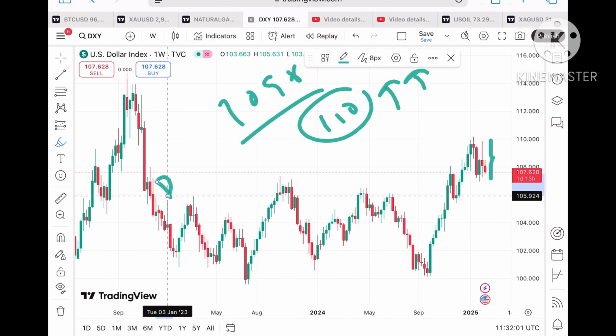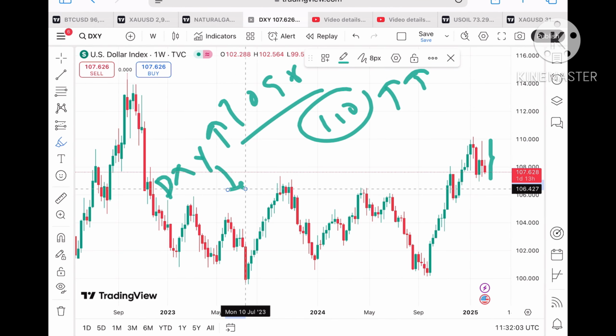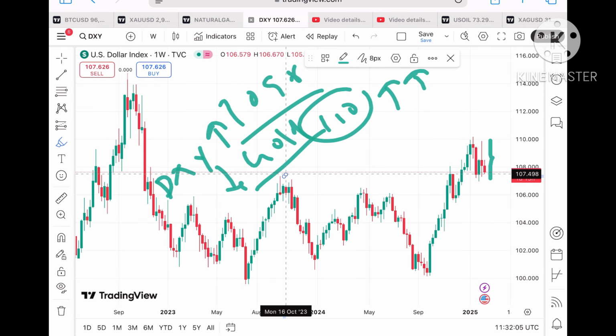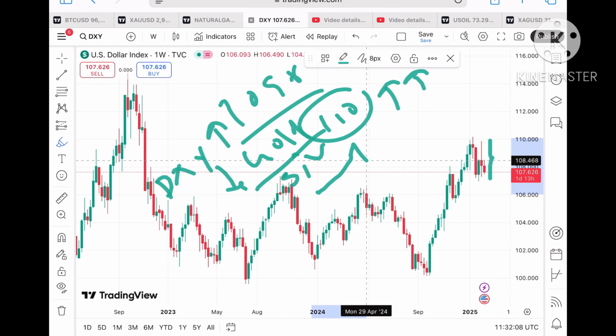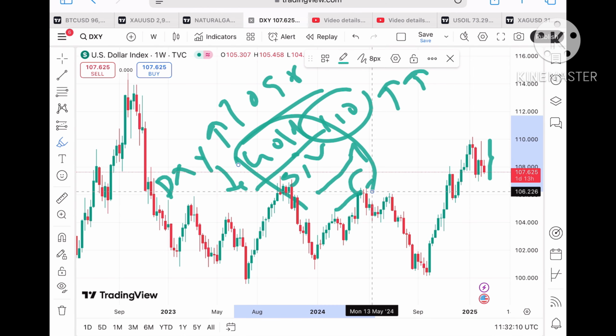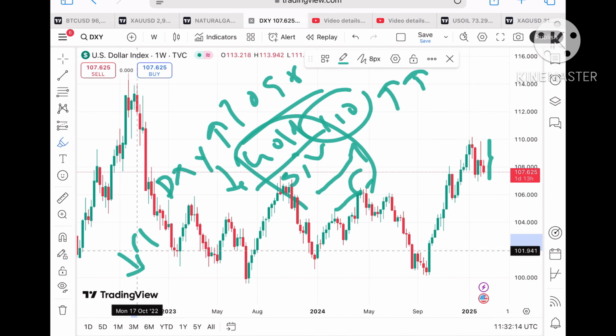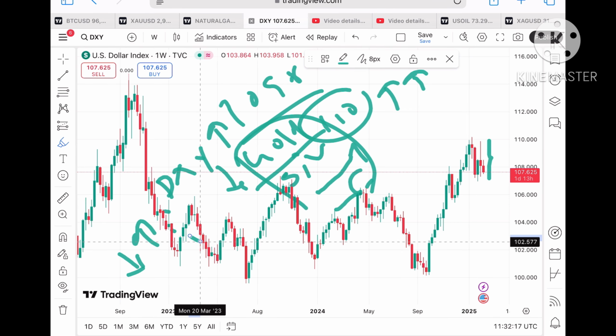When I say the dollar index started going upside, we will see the gold price come down. Even silver, crude and natural gas come down, because they are inversely related. If the dollar index starts going down, we will see these prices go up: gold, silver, natural gas and crude.